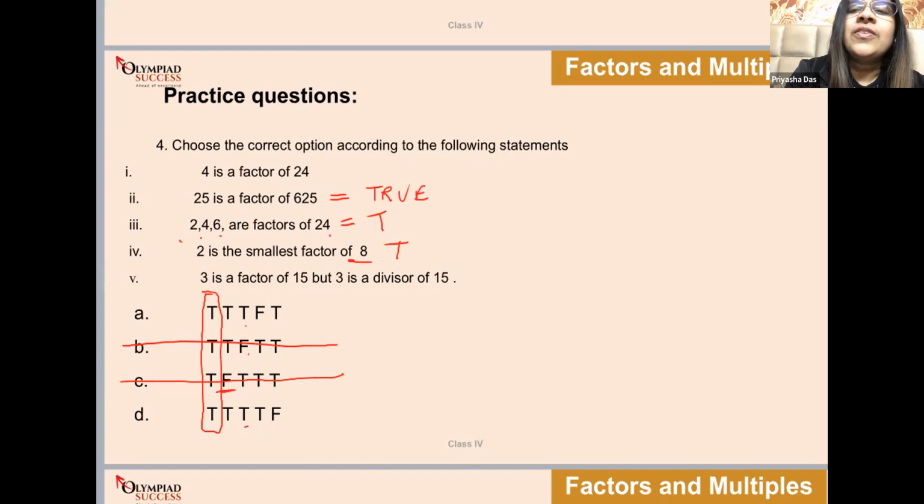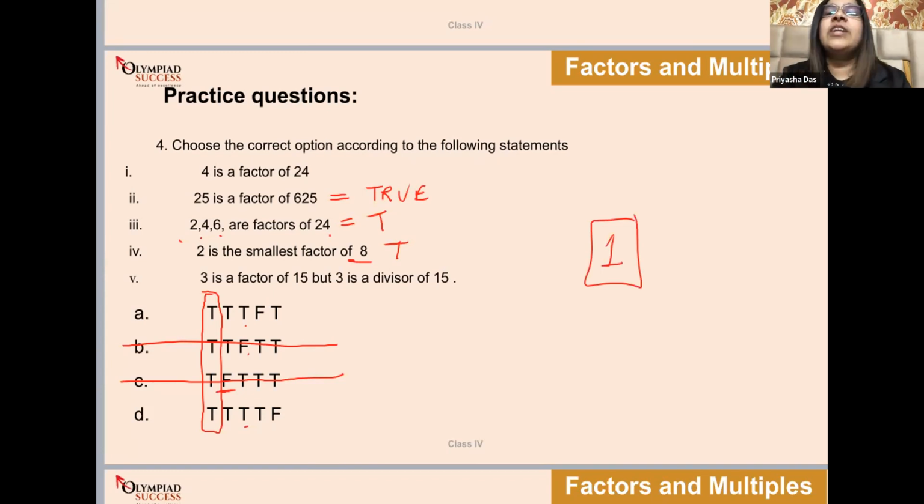True. So, what will we do? We will say, true, right? But it is not the smallest. Who was this? Aishwarya, very good. It's not the smallest factor of 8. Smallest factor of any number is always 1. So that makes it false. And I got my answer as option A.